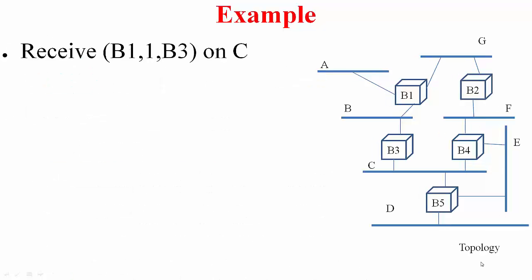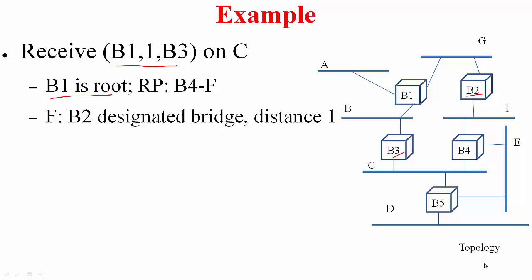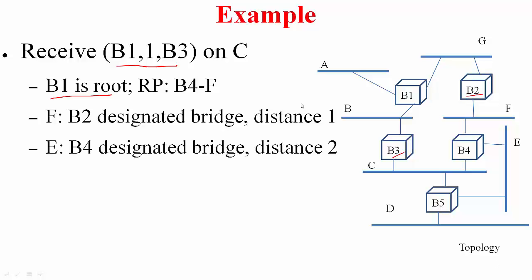Now suppose B4 were to receive this configuration message on C. As far as who the root bridge is, this doesn't change. B1 is still the root bridge, and the root port also doesn't change because B2 has a smaller ID than B3. As far as LAN segment F is concerned, B2 is still the designated bridge at distance 1. As far as LAN segment E is concerned, it did not hear any configuration messages on that. So B4 is still the designated bridge for LAN segment E.